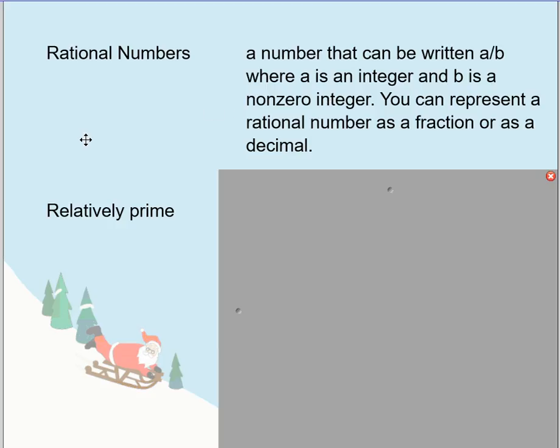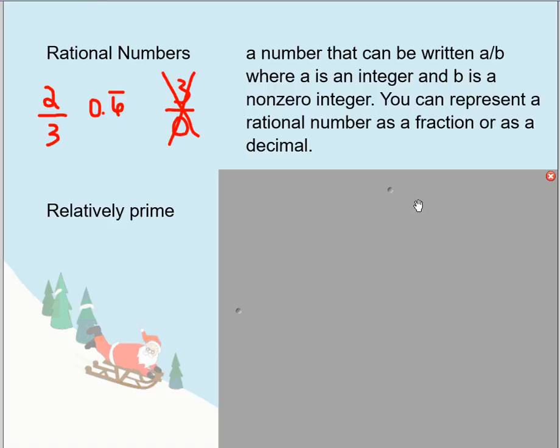You can represent a rational number as a fraction or as a decimal. For example, 2/3 would be considered a rational number. You can also write 2/3 as 0.6 repeating. You cannot have a number like 3 over 0. Anything divided by 0 like this does not exist. It's not a real number.